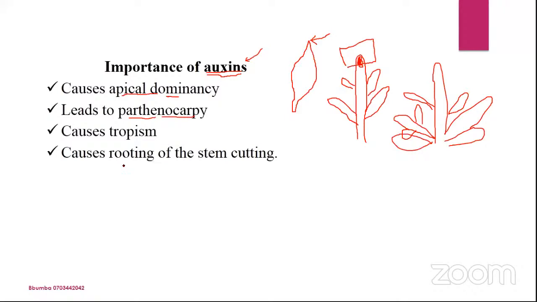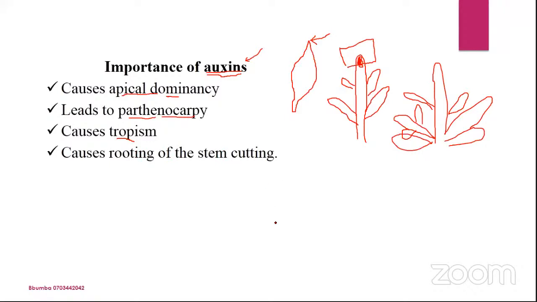Then it also causes tropisms. Remember I said tropisms are plant growth responses to a given stimulus. The stimulus can be light, in that case it is phototropism. If it is gravity, in that case it is geotropism. If it is water, in that case it is hydrotropism, and so on and so forth. Then it causes rooting of the stem cuttings.